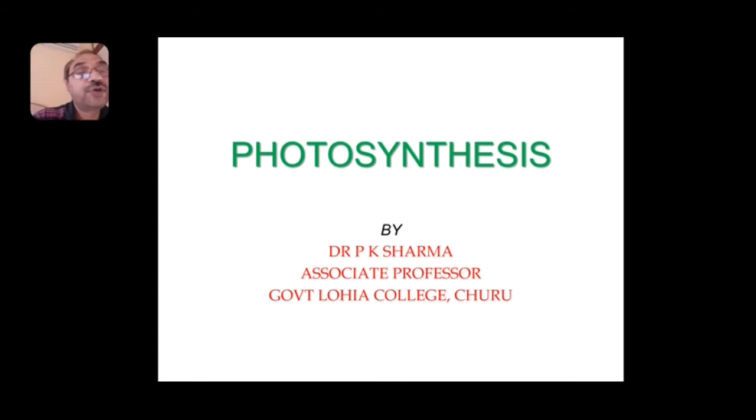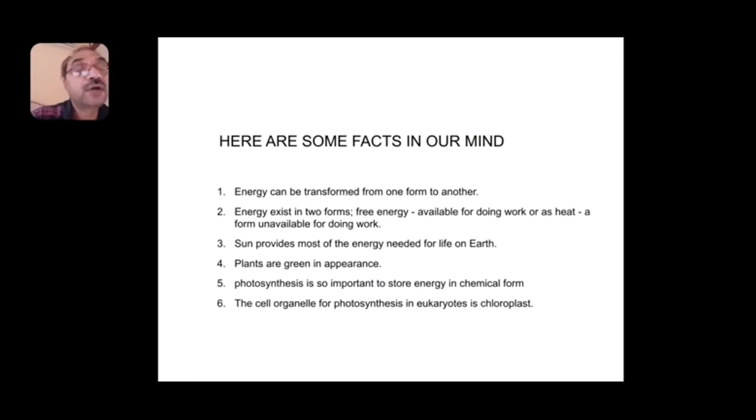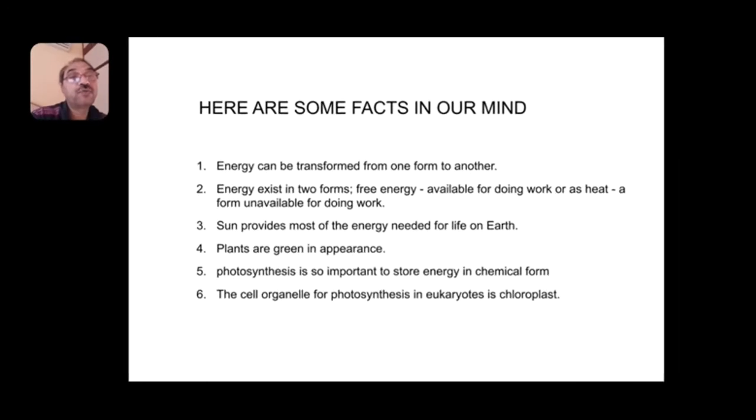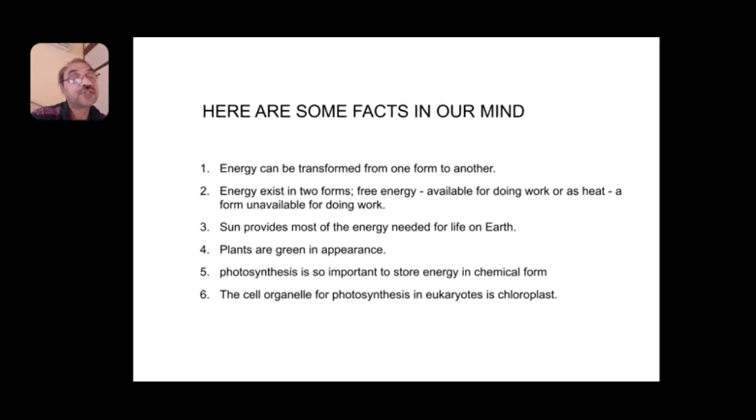Photosynthesis. Today we discuss what photosynthesis is and why the process is needed in the ecosystem. Here are some facts to keep in mind. Energy can be transformed from one form to another. Energy exists in two forms: free energy, which is available for doing work, and heat, a form unavailable for doing work. The sun provides most of the energy needed for life on earth.